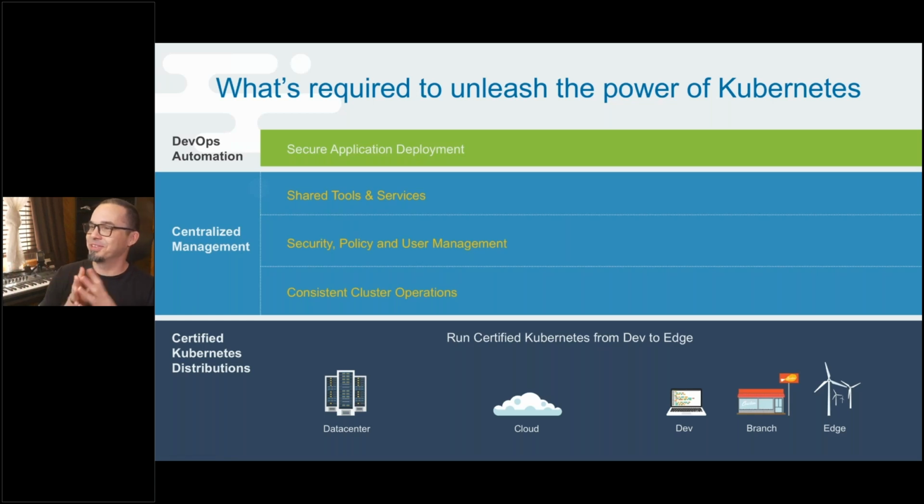There are two key pillars of a successful Kubernetes strategy. Rancher has overseen and participated in the deployment of tens of thousands of Kubernetes clusters. And throughout all of this, we've identified that to be successful with Kubernetes, you need to have these two pillars, and that's certified Kubernetes distributions and a centralized management layer.